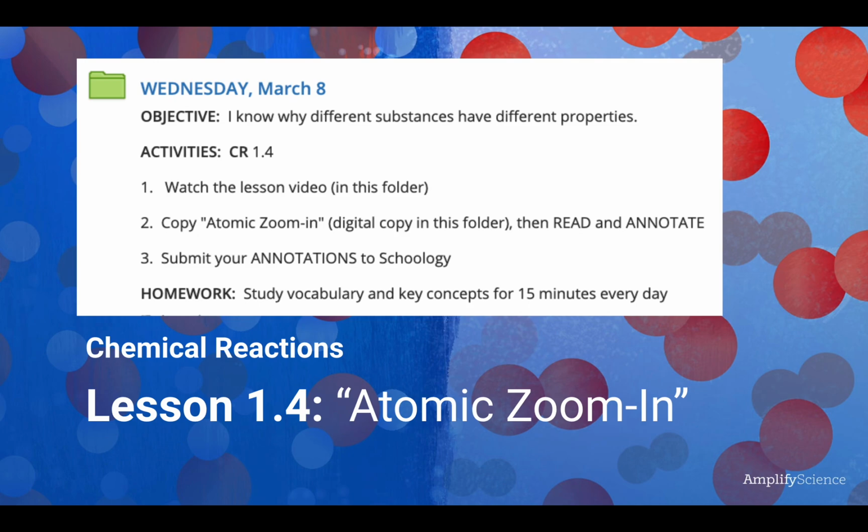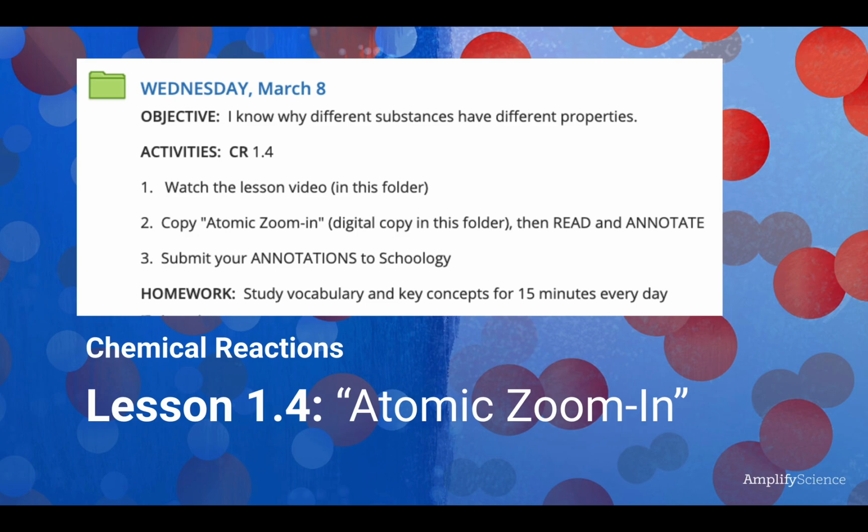Okay, so our objective today is I know why different substances have different properties. We're going to be in Chemical Reactions 1.4. Here's what you guys are going to do today. You're going to watch the lesson video. I want you to copy the Atomic Zoom In. It's an article that you're going to be reading today. There are 4 pages, I believe. The digital copy is in this folder.